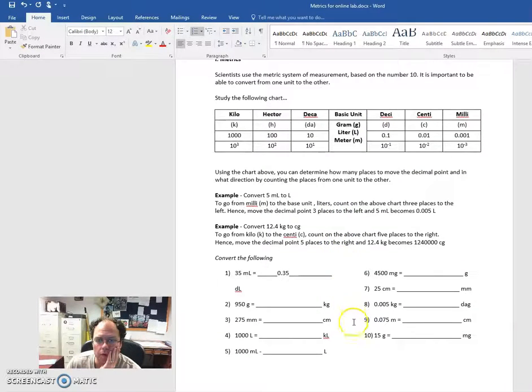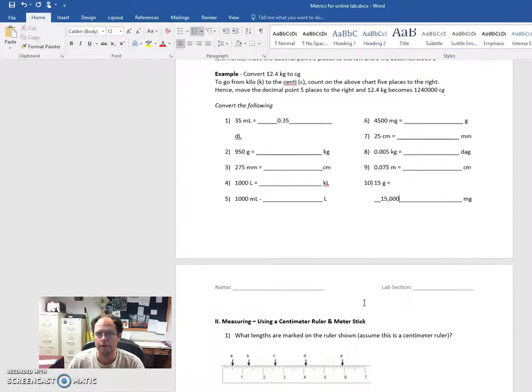Alright, so I'll do one more example for you. 15 grams. Gram is the base unit for mass, and we want to convert that to milligrams, which is the units of 1/1000th of a gram. So since there's 1,000 milligrams in a gram, we'd simply move the decimal place 1, 2, 3 to the right, or multiply by 1,000. Multiply by 10 3 times. So 15 grams would become 15,000 milligrams.